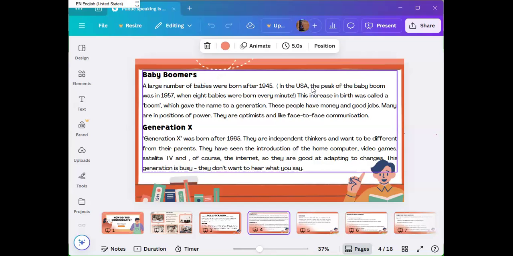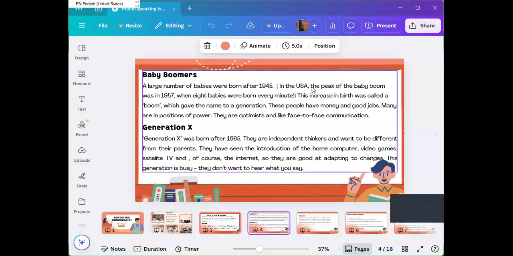So that changes. Baby boomers and veterans are not totally different. They like face-to-face communication, work hard, have money and good jobs, and like to stay in positions of power. They would like to be leaders, and they follow a traditional way. Baby boomers and veterans are a little bit similar. Now Generation X was born after 1965. They are independent thinkers and want to be different from their parents. That changes from Generation X.